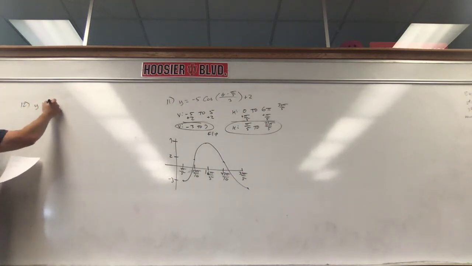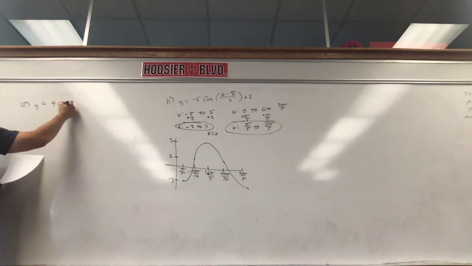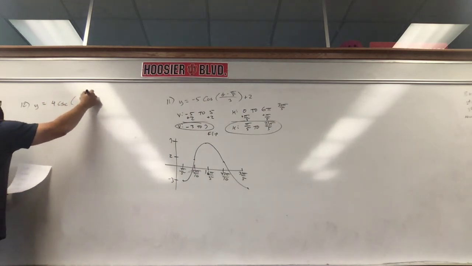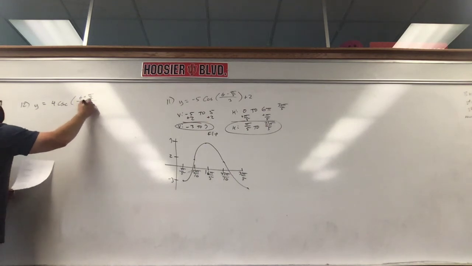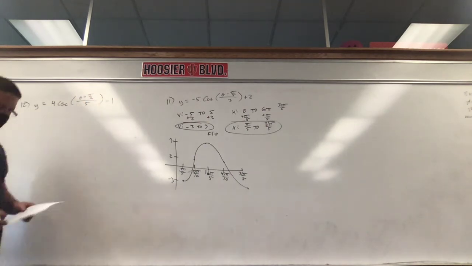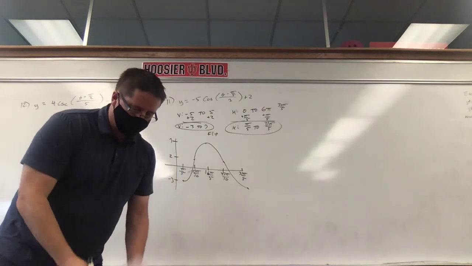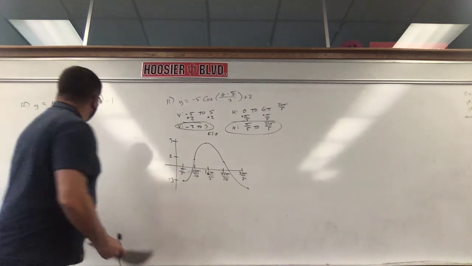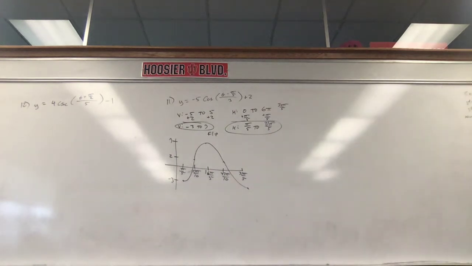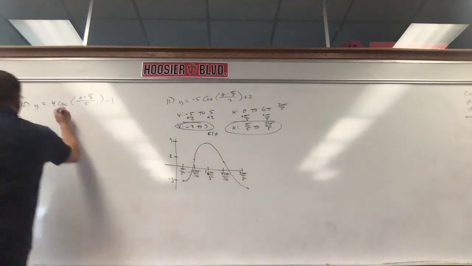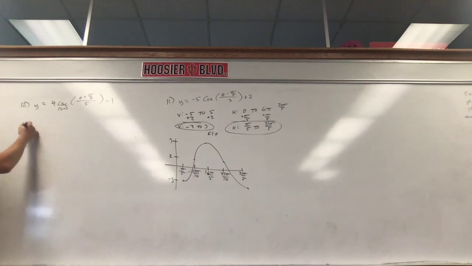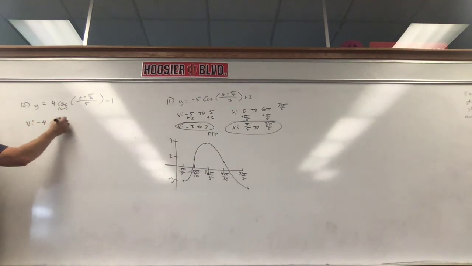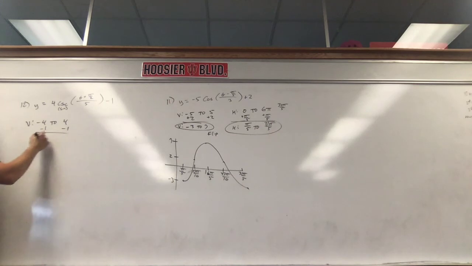Y equals 4 cosecant of theta plus pi over 2, all over 5, minus 1. Last one. Okay, so I'm going to write, first off, it's a cosecant graph, so I'm going to put sine underneath it. Okay, so vertically it goes from -4 to 4. So we subtract 1 from each. Vertically it goes from -5 to 3.